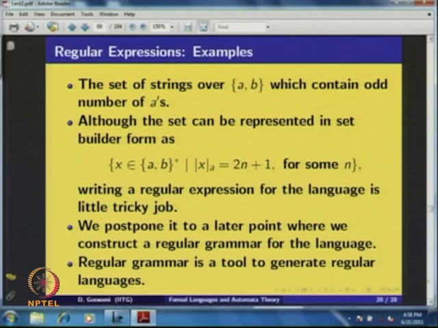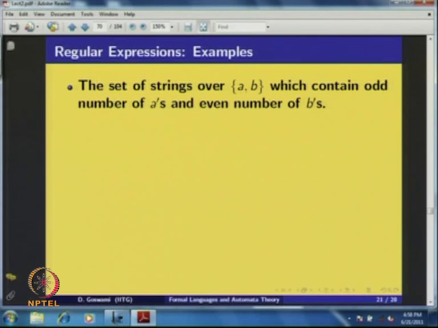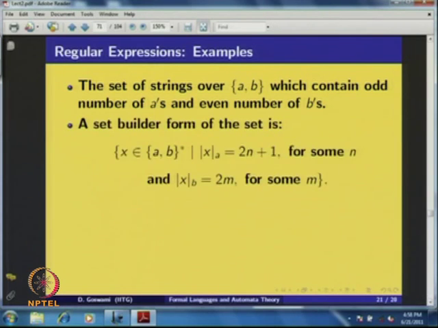So, regular grammar is a tool to generate exactly the class of regular languages. Then again consider the set of all strings over {a, b} which contain an odd number of a's and an even number of b's. Again, we can write this set as x belonging to {a, b} star such that the number of a's in x equals 2n plus 1, that is odd, for some n, and the number of b's in x equals 2m for some m.